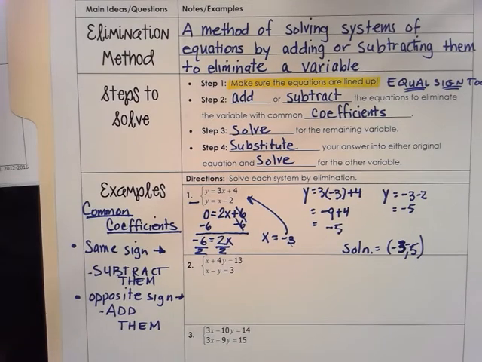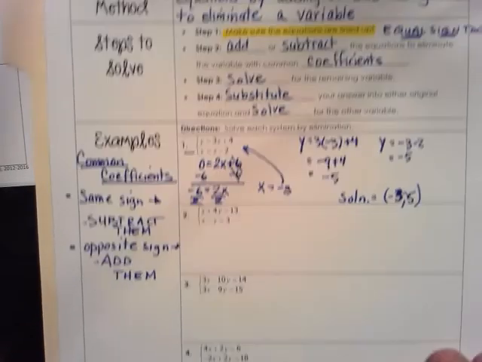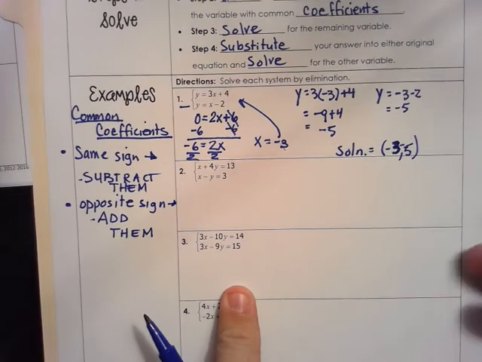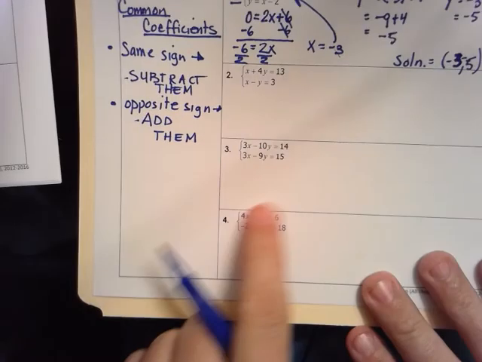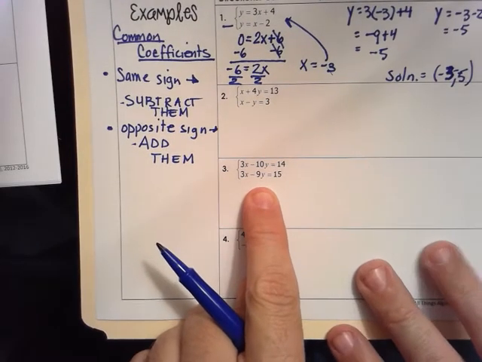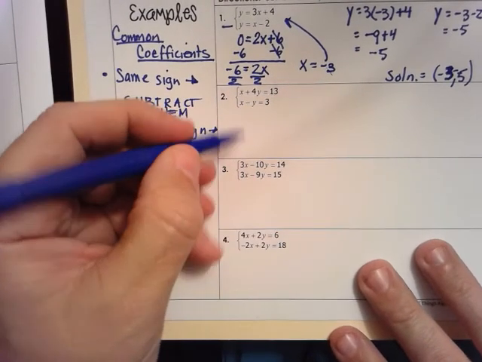Let's look at another example. Here's two examples. Let's do this one here. This one is in standard form. They're both in standard form. So we're looking again at their common coefficients. We see these are both 3's here.